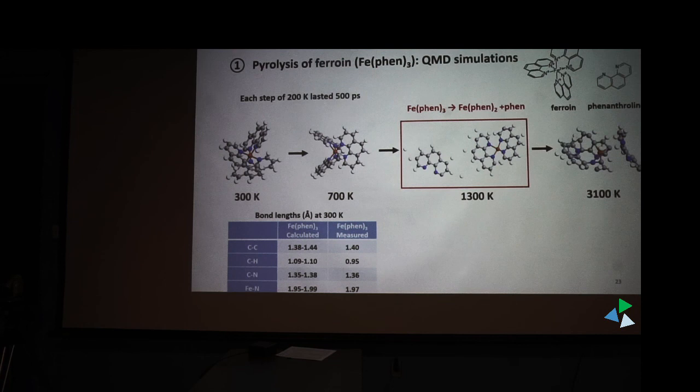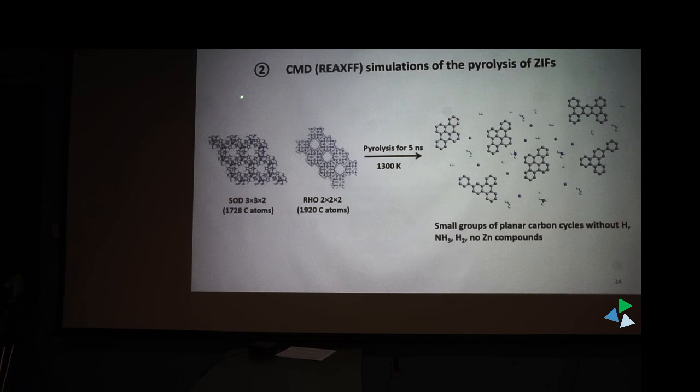Step number two. We're doing quantum-classical MD with relaxed-effect simulations of the pyrolysis of ZIFs. So we consider two structures, the SOD and the ROM that we have seen previously, and we repeat the unit cell 3 by 3 by 2 times, and the whole 2 by 2 by 2 to form something like 2,000 carbon atoms. So you see that including the zinc atom, the nitrogen atom and the hydrogen atoms, this makes a big simulation. And actually, we could only calculate the pyrolysis of this for 5 microseconds. Sorry, it's far from the experiment, because in experiment, they do pyrolysis for minutes.